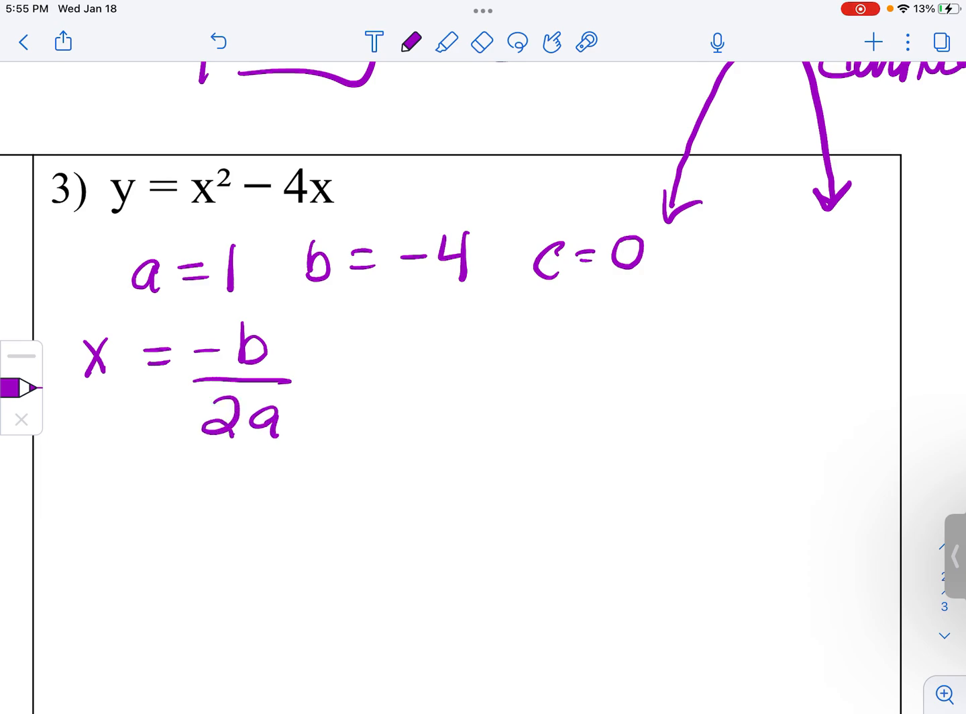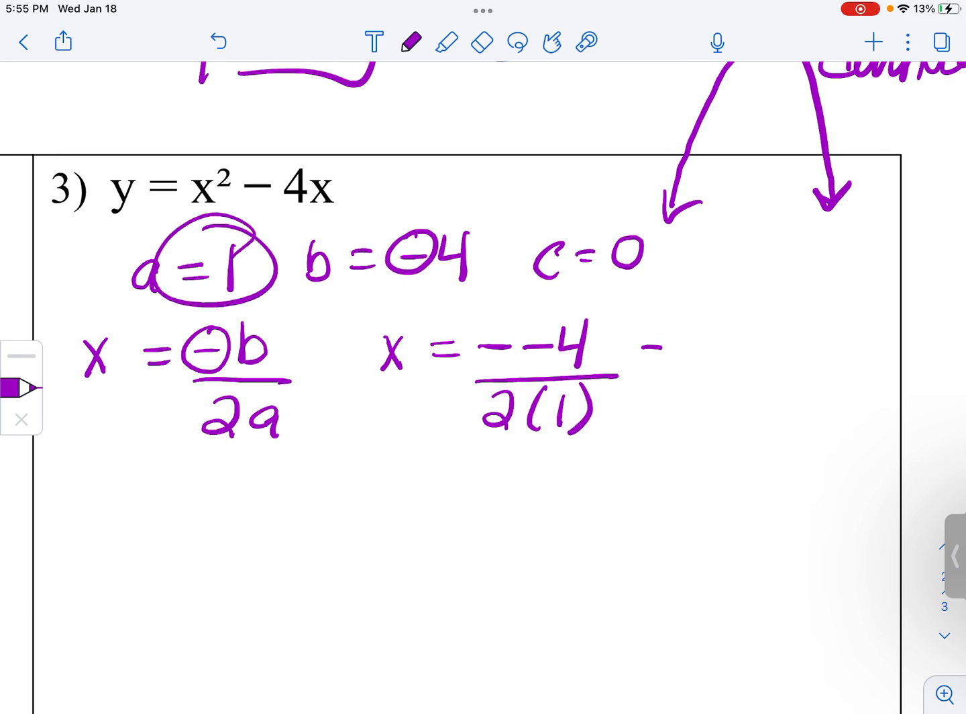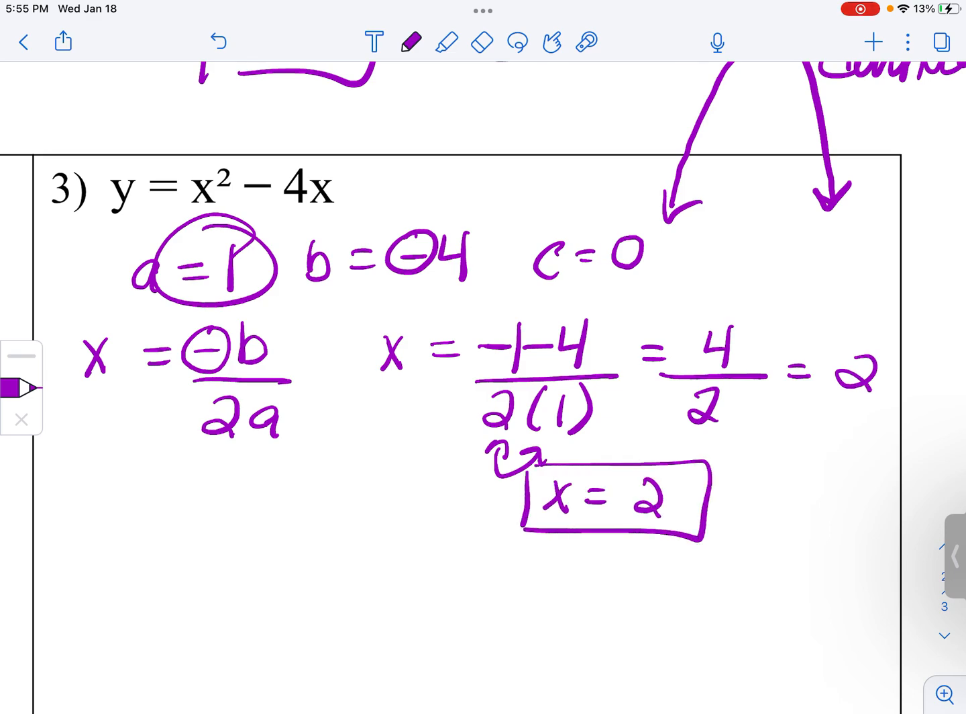Write down our formula. Feel free to pause if you want and keep going on your own, and then you could double check or just keep following with me. I'm going to plug in now negative, so -4 over 2 times 1 because A is 1. Double negatives make a +4. 2 times 1 is 2. 4 divided by 2 is 2. So x equals 2. That's your axis of symmetry. I will pause for a second so you can write that.